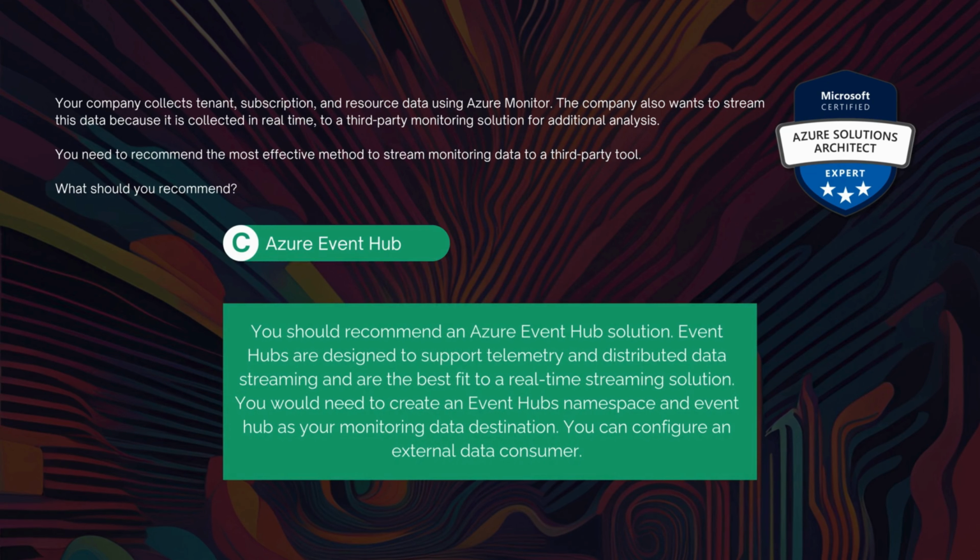The correct answer is letter C, Azure Event Hub. You should recommend an Azure Event Hub solution. Event Hubs are designed to support telemetry and distributed data streaming and are the best fit for a real-time streaming solution. You would need to create an Event Hubs namespace and Event Hub as your monitoring data destination. You can configure an external data consumer.